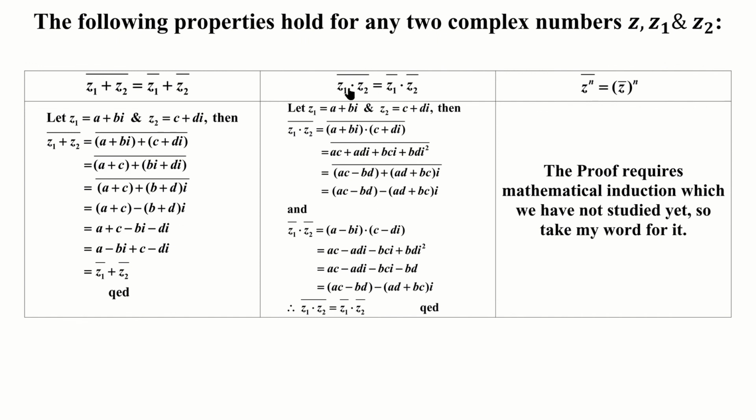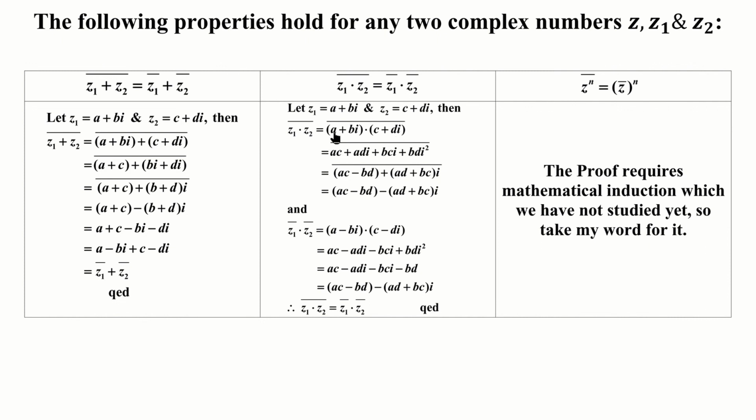Now, you can also show that the conjugate of a product is the product of the two conjugates as well. So for this, we'll take a different approach. We'll show what the conjugate of the product is, right? And then we'll also show what the product of the conjugates is, and then end up showing that they're the same, okay? So we'll start with the conjugate of the product.